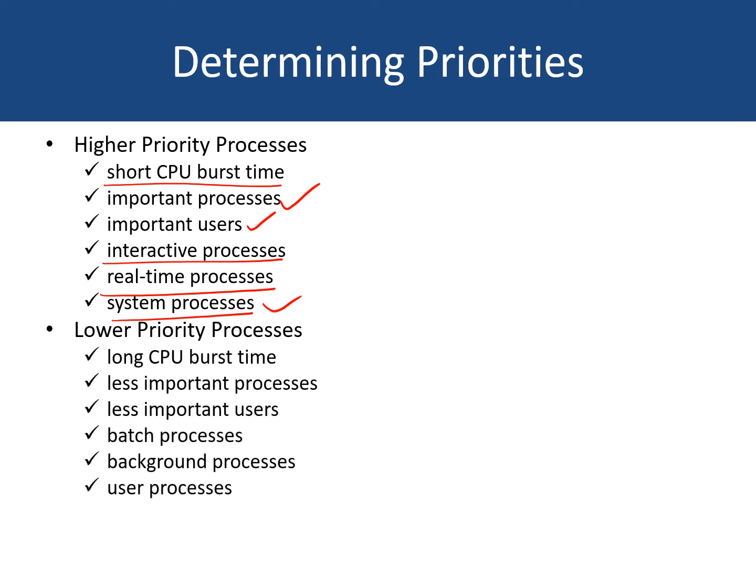As opposed to this, processes that have long CPU burst times, or maybe belong to less paying customers, other less important system processes, batch processes, or processes that tend to run in the background, all of these processes can have a lower priority in the system.